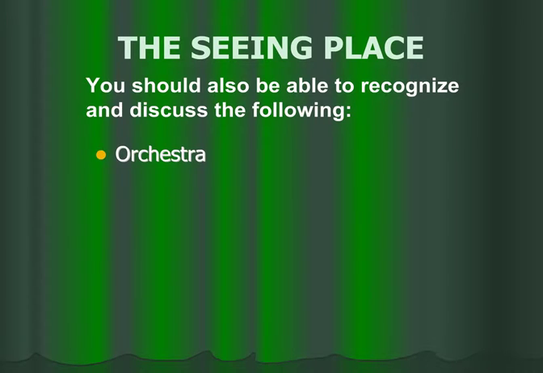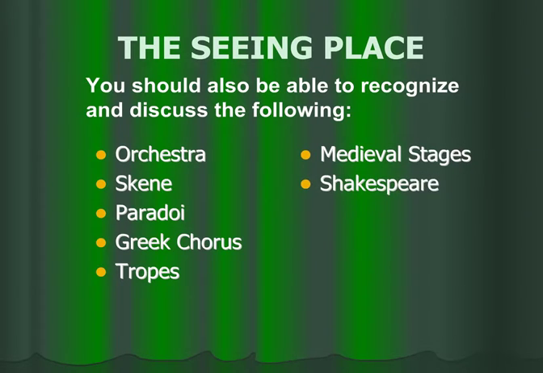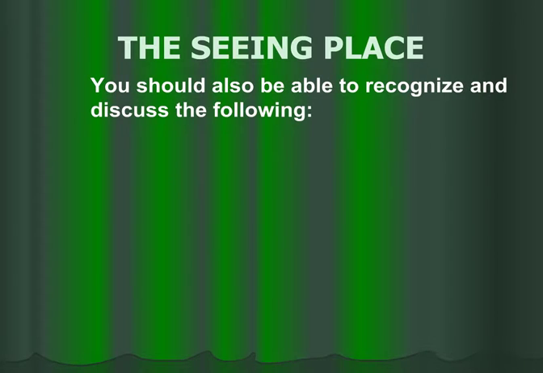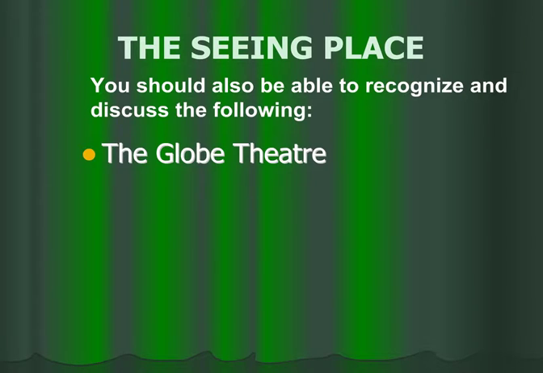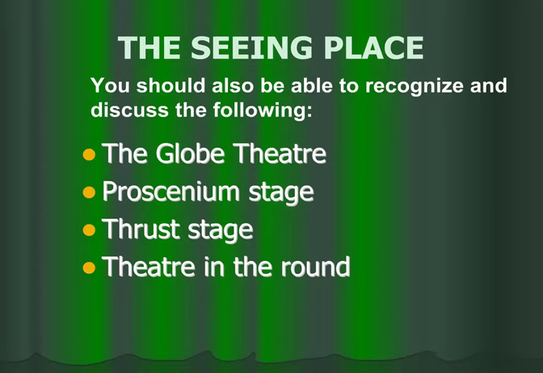Now, after you finish seeing this PowerPoint, you should be able to identify what an orchestra is, what a skene is, a paradoi, a Greek chorus, tropes, medieval stages, and Shakespearean Globe Theater. I would also like you to be able to recognize the Globe Theater, what a proscenium stage looks like, what a thrust stage looks like, theater in the round, and an alley stage.